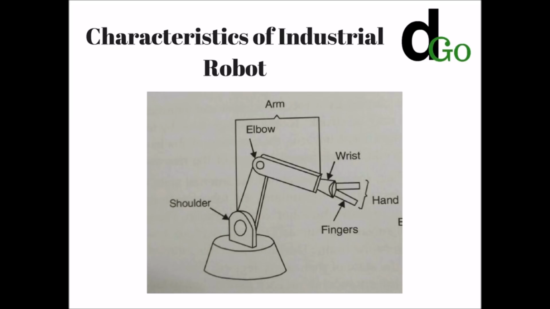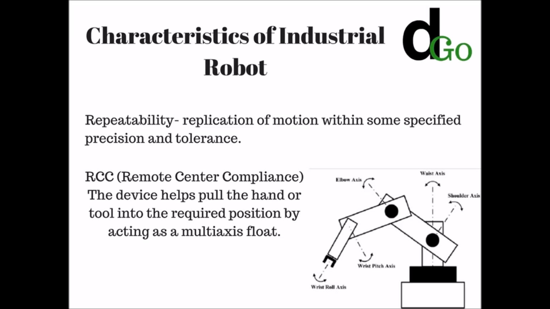Now coming to the characteristics of industrial robot. Repeatability: it is the replication of motion within some specified precision and tolerance. Coming to RCC, it's remote center compliance. This device helps pull the hand or tool into the required position by acting as a multi-axis float. You can see the diagram, you can easily judge what it is.